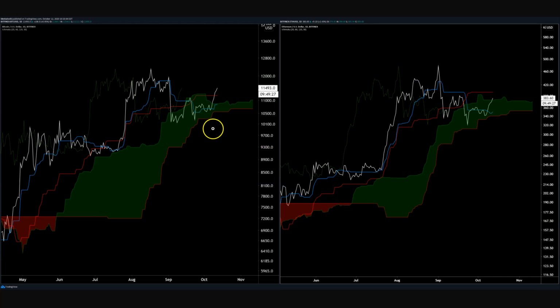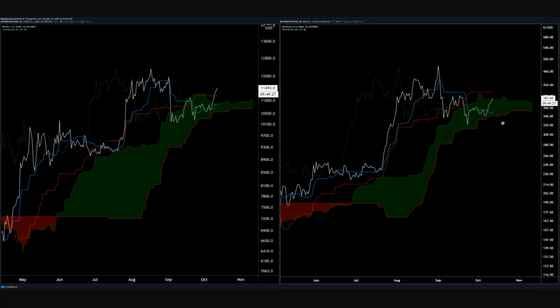Both BTC and ETH were inside of the cloud, which is a no trade zone. Over the past few days, BTC has exited above the cloud, which is a bullish long entry signal. ETH is actually lagging slightly over the past few days, but it is now also showing a bullish long entry signal.